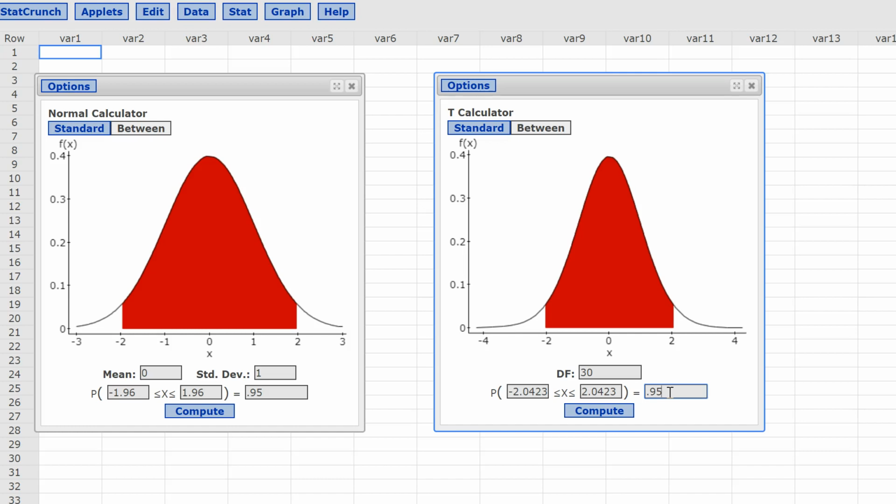But again, for me, and also probably for your homework problems, it's better if you just use the more conservative value of the t calculator. Since sigma is unknown and we only have s, this is the more accurate value. So how many does it take before we actually can match the z calculator? Well, it takes an infinite amount.